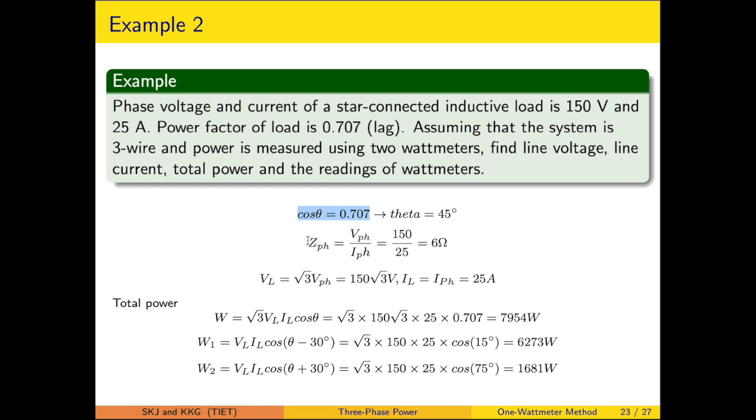So the ZPH, that will be VPH upon IPH, that particular is known, so 6 ohm. The line voltage which is asked, root 3 times the phase voltage, and the line current will be equal to the phase current in case of star. So the total power you can measure likewise in terms of the line parameter, or the same can be done with the help of phase parameters. W1 is VL IL cosine of theta minus 30 degree, W2 is VL IL cosine of theta plus 30 degree. So W1, W2 are coming out to be like this.